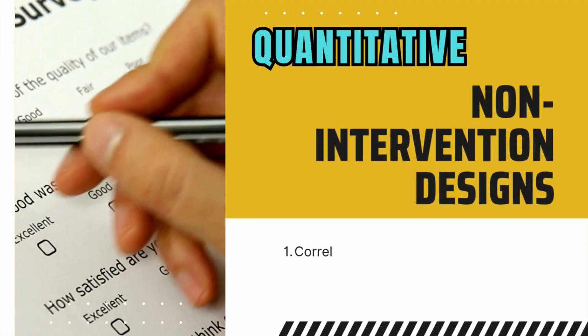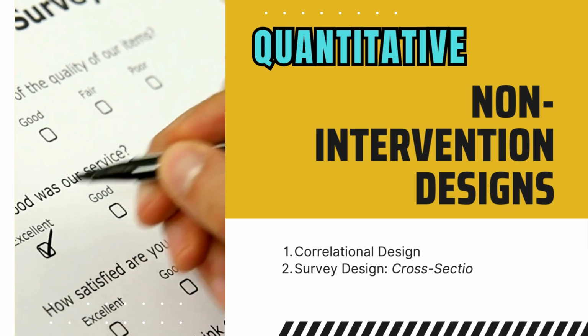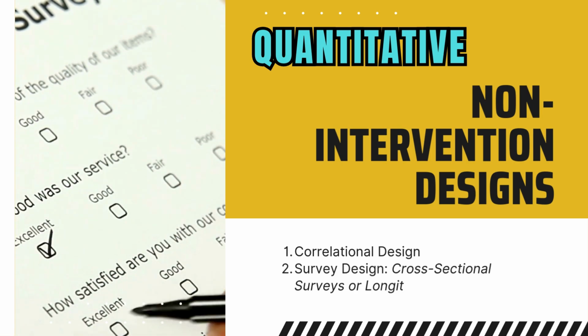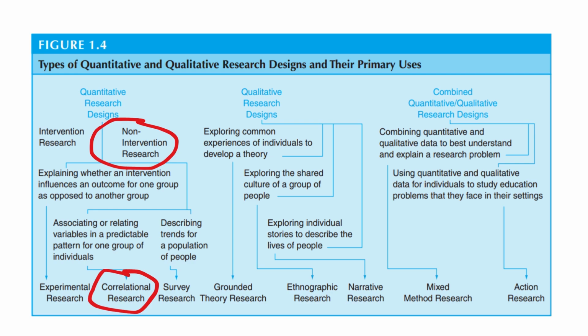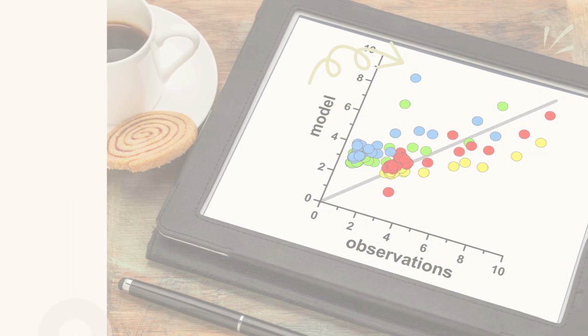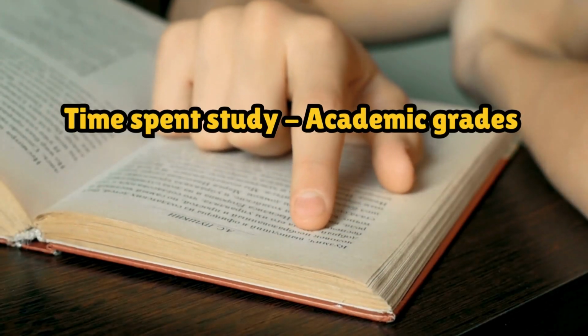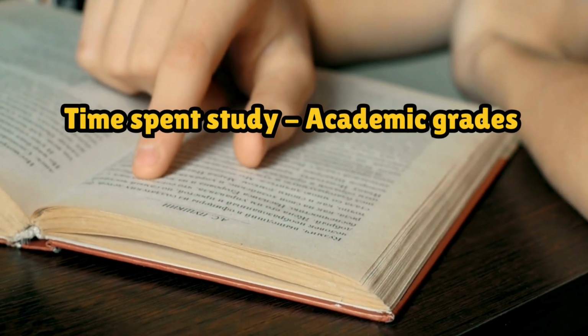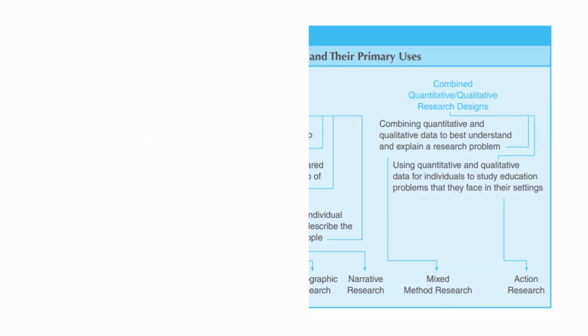The second type of quantitative design is non-intervention designs, which do not manipulate variables, but instead focus on observing and measuring relationships between existing variables. This category includes correlational design. This type of research examines relationships between two or more variables without changing them, aiming to identify whether changes in one variable are associated with changes in another. For example, investigating the relationship between time spent studying and academic grades to see how these factors connect.